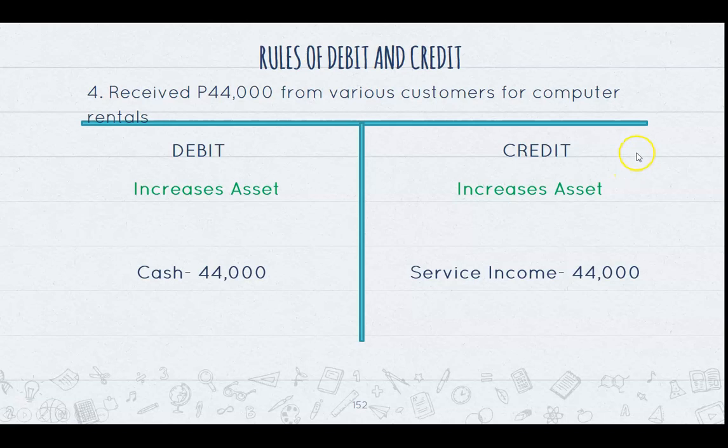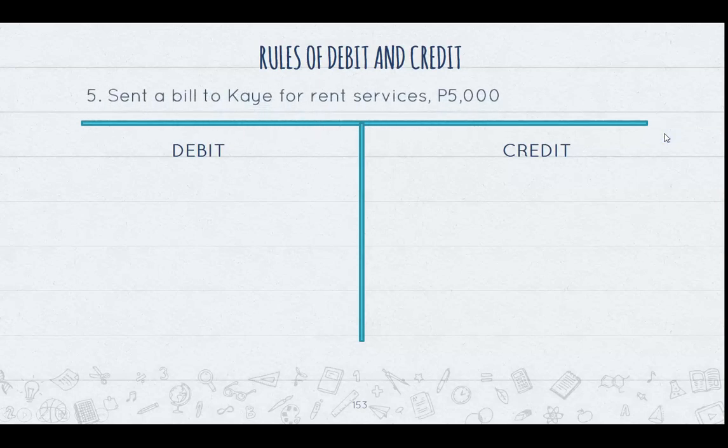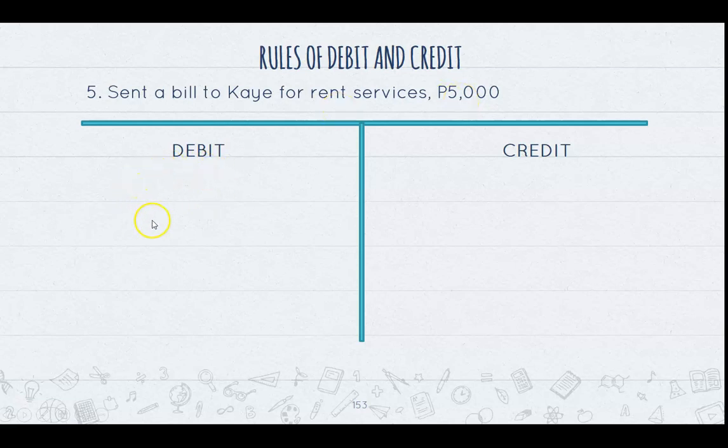So, let us check our transaction number 5. Sent a bill to Kaye for rent services, 5,000. Okay, nag-send daw tayo ng billing. So, ibig sabihin, naka-perform na tayo ng services. Okay, pag ganito yung ating transaction, tayo yung nagbigay ng bill to Kaye. Okay, so, meaning to say, increases asset. And, increases owner's equity ulit.